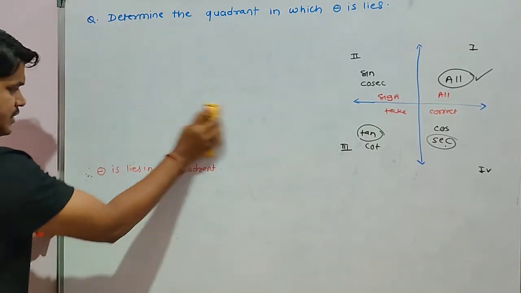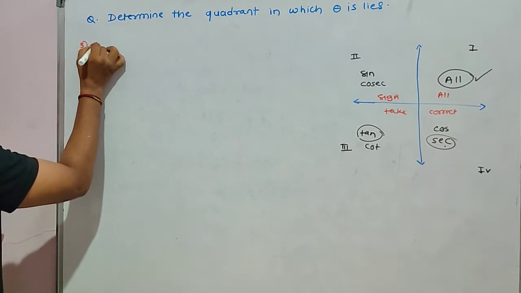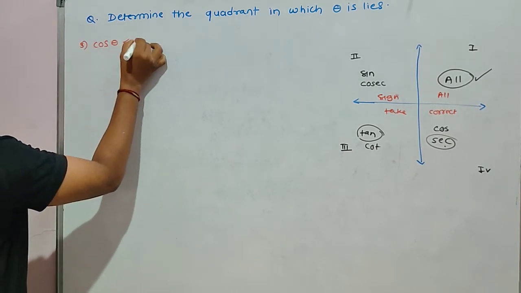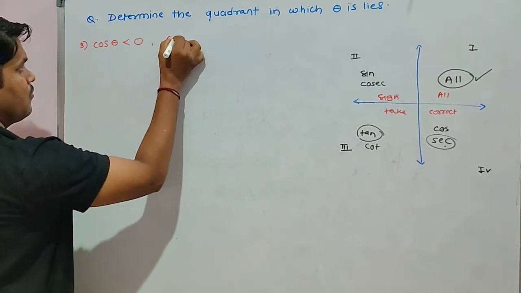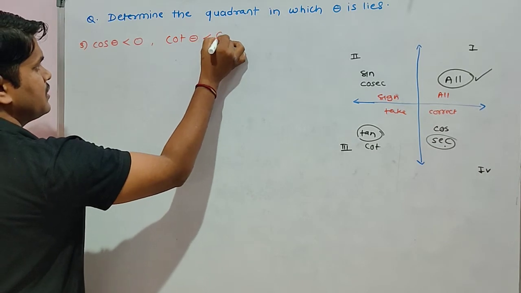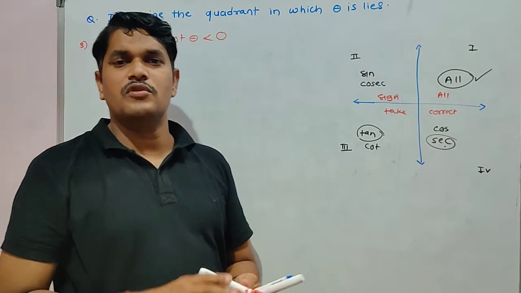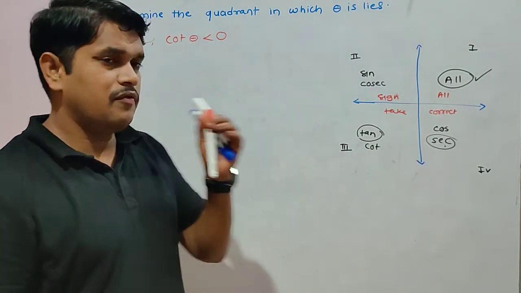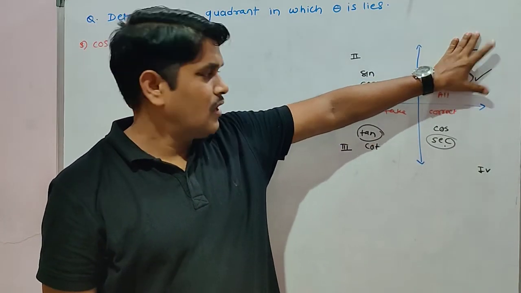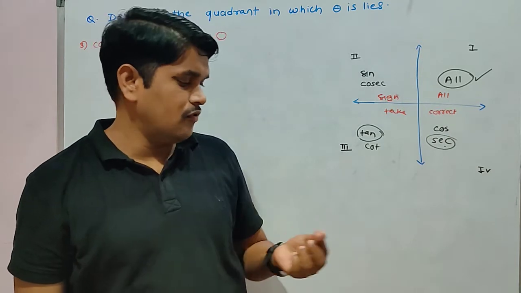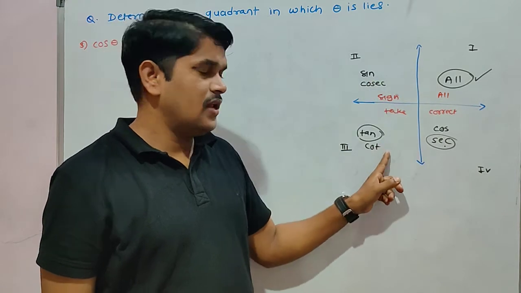Suppose we have another example. Suppose we have cos theta, third one. Cos theta is less than 0 and cot theta is also less than 0. Here both functions are negative. Less than 0 means both are negative. So first check for cos theta. Cos theta is positive in which quadrant? In first quadrant cos theta is positive, as well as cos theta is positive in fourth quadrant. So cos theta is negative in second quadrant as well as in third quadrant.